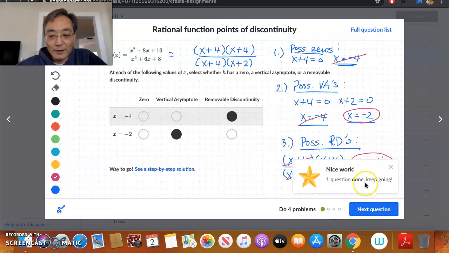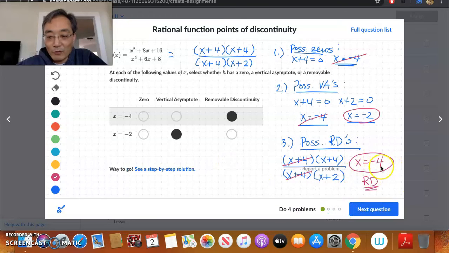All right, and let's check. And that is correct. Again, when we have a removable discontinuity at the same value as we do for a vertical asymptote or zero, the removable discontinuity always wins. Okay? Let's take a look at another one.